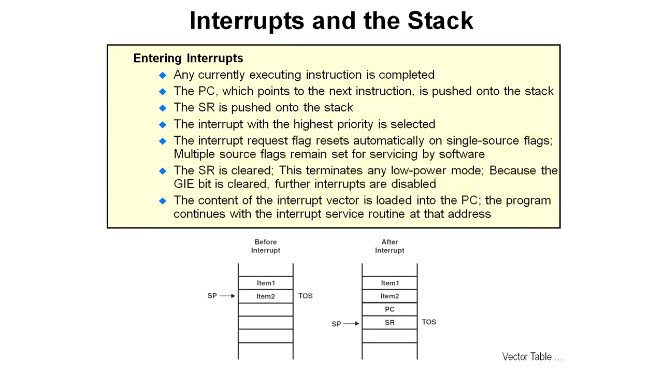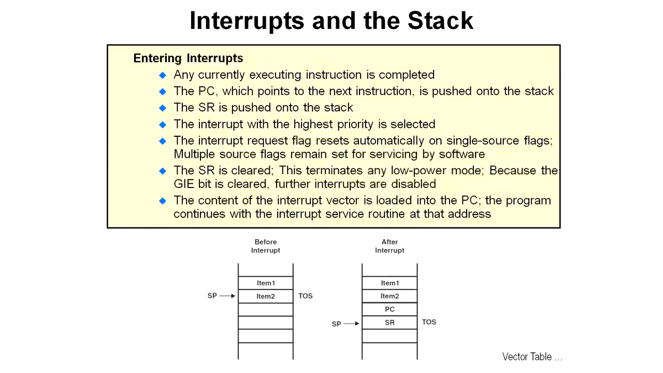Then the interrupt with the highest priority is selected. There is no preemption in the interrupt controller of the MSP430. If you have multiple interrupts pending, the interrupt with the highest priority gets selected and will be run. The interrupt request flag for that interrupt that went off gets reset automatically on those flags that are a single source. Something like the capture compare register 0 for the timer. That's a single source flag.